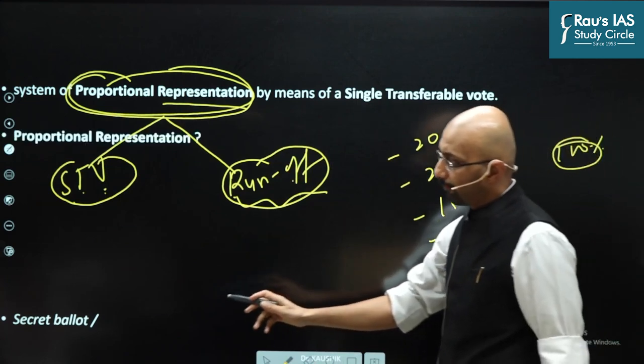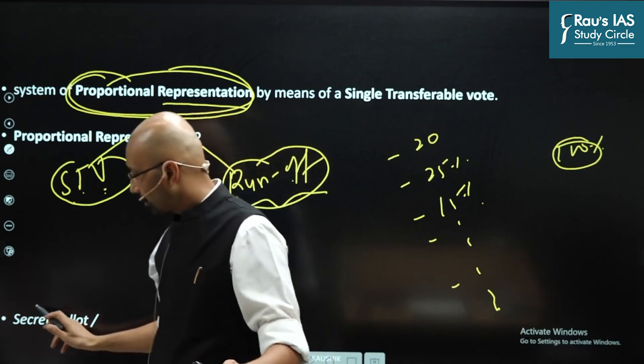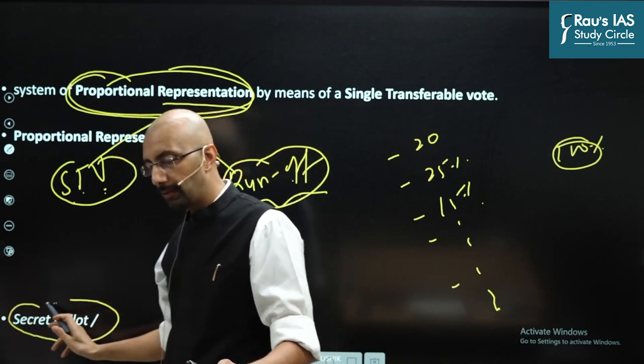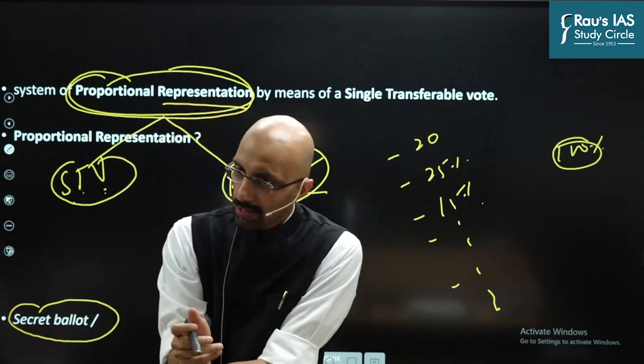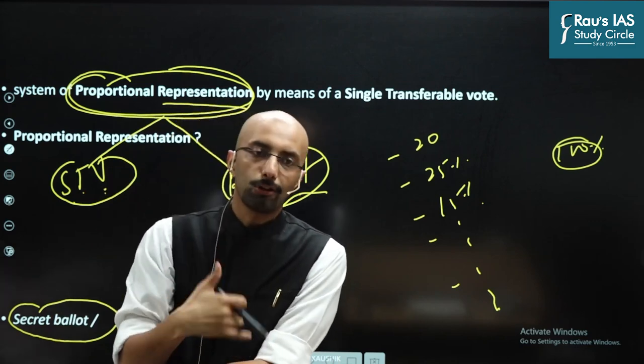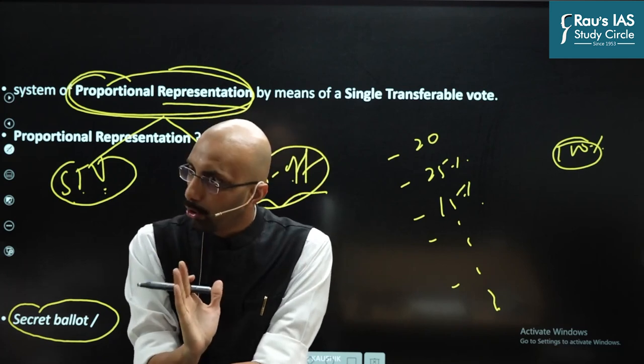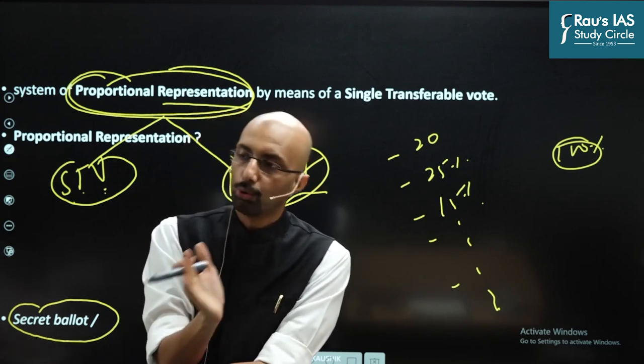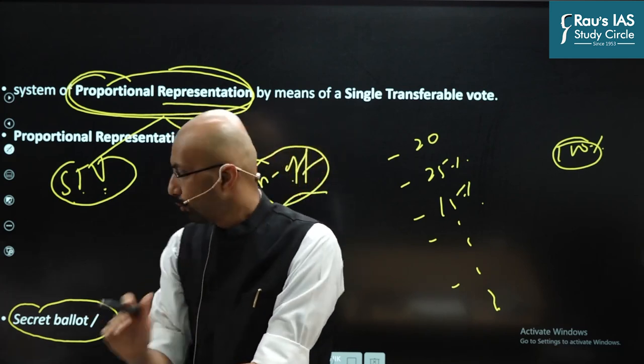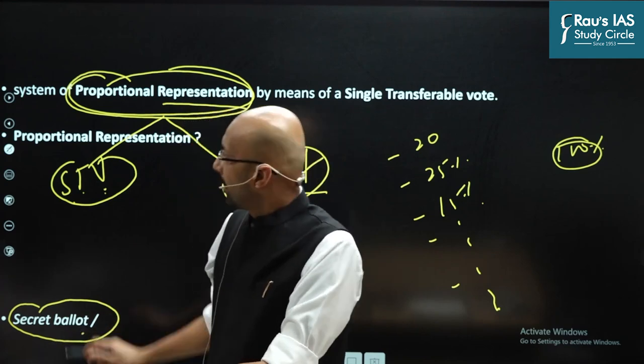Acha, at the bottom I have mentioned, the voting is by secret ballot. That means the MPs and MLAs are free to cast their vote as per their conscience. The political party directions are not binding on them, because nobody knows who has given a vote to whom. So the voting is by secret ballot.